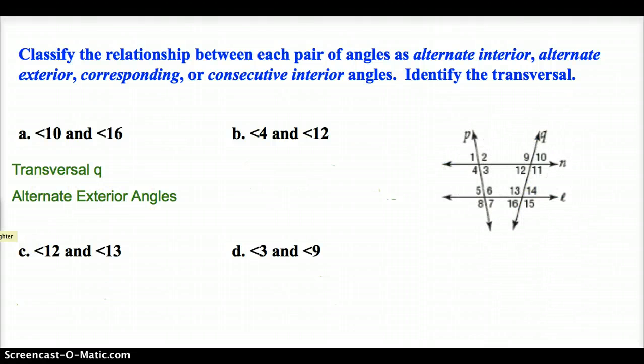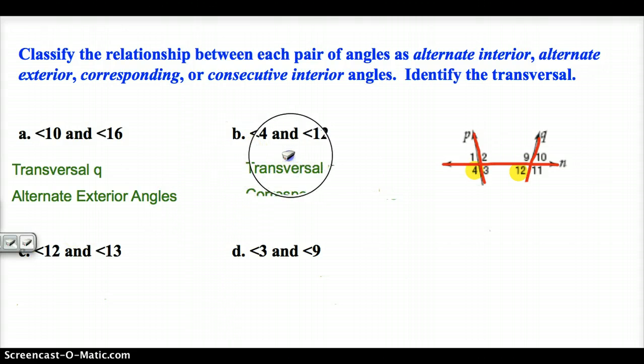Next, I'm looking at 4 and 12. So here's 4 and there's 12. Remember, the transversal is the line that both of the angles are sitting on, and then these are the two lines that are creating that angle, and that angle. And so the line down here really has nothing to do with that problem. So our transversal first off is N.